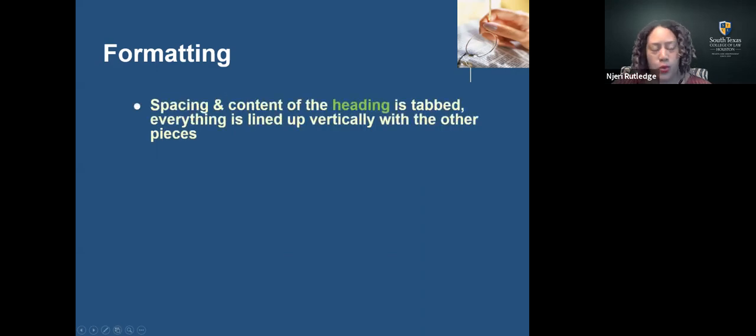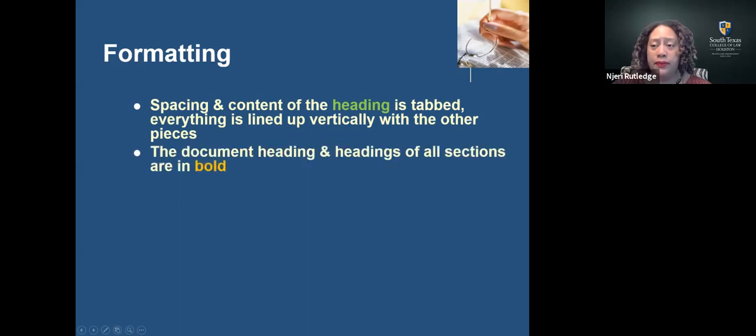Formatting. Sweat the details. Formatting matters. Your spacing and content of the heading should be tabbed, everything lined up vertically with the other pieces. I already demonstrated that to you earlier where I said the to, from, date. Go ahead and just tab the content over.